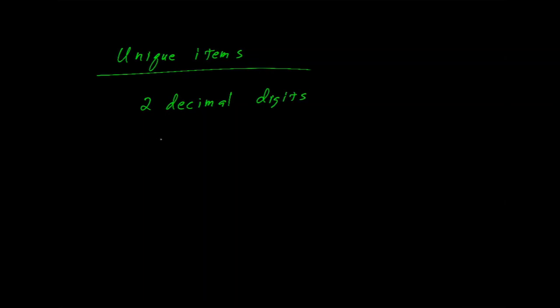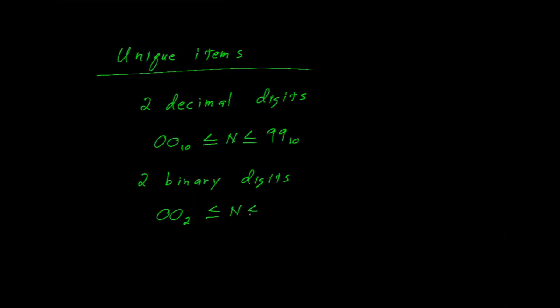You may be asked to calculate the number of unique items that may be represented by digits. Some of those are quite easy. For example, if you had two decimal digits, now decimal is base 10, you could represent the lowest number as 00, base 10, is less than or equal to n, is less than or equal to 99, base 10. So with two digits, you can count from 0 to 99. But what if you had two binary digits? With binary, you could go from 00, base 2, is less than or equal to n, is less than or equal to 11, base 2. If we were to convert that to base 10, that would be 0 is less than or equal to n, is less than or equal to 3.